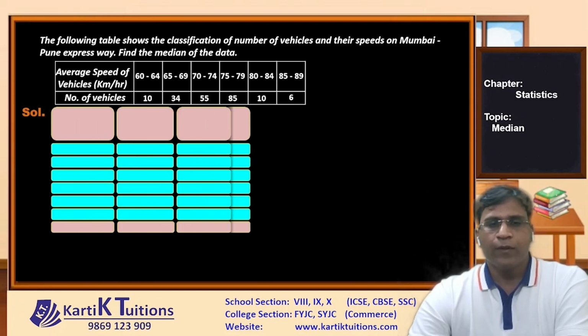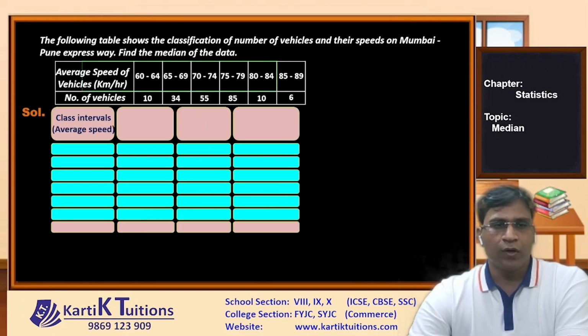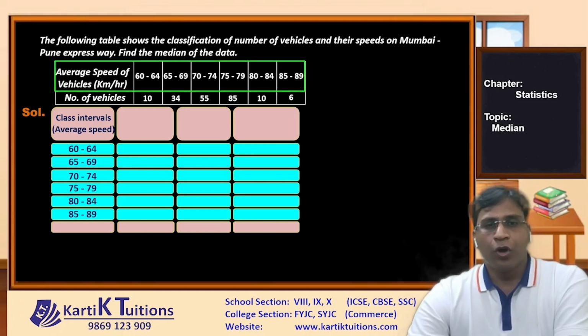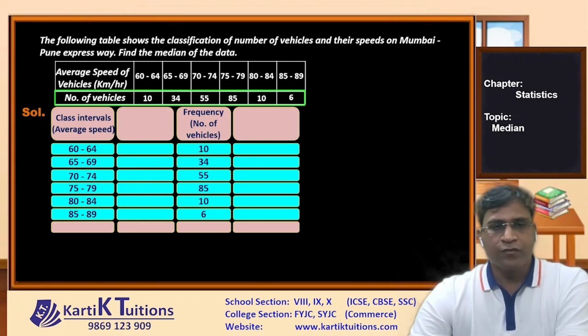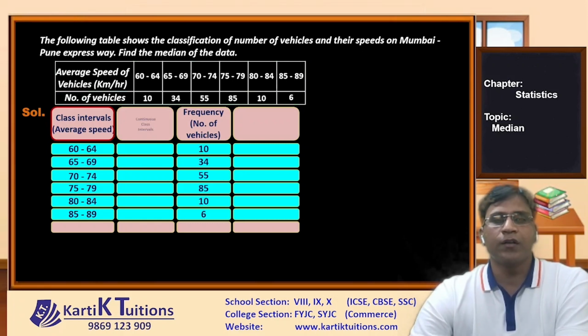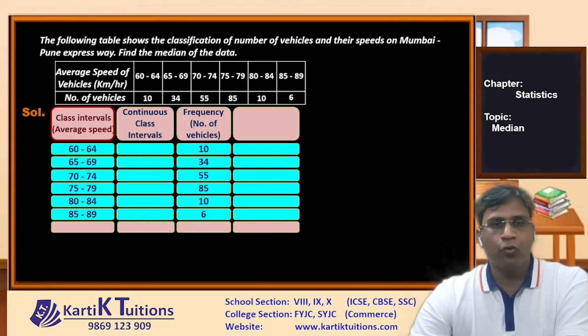Now the first column will be for the class what is given to us and write the data as given in a sum. Then your third column will be the frequency, copy it as it is given to us. Now see, your second column is for the continuous classes. Now we have discussed already how to make the classes continuous, but still we'll discuss it once again.